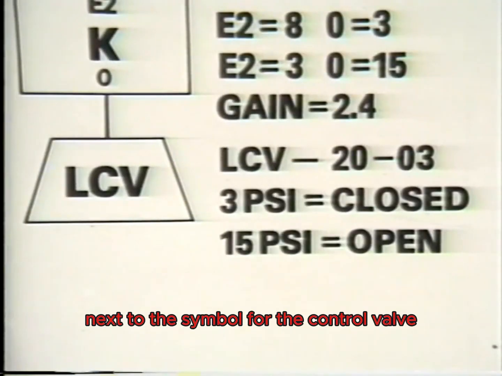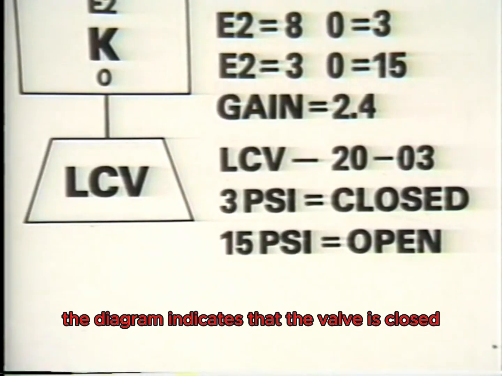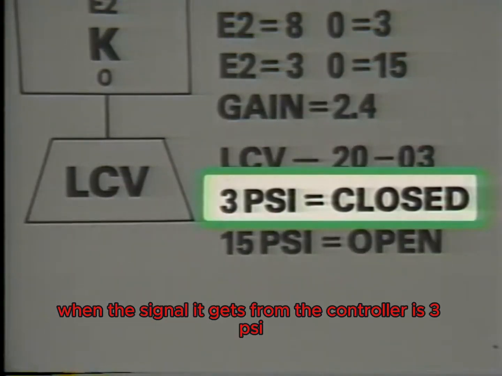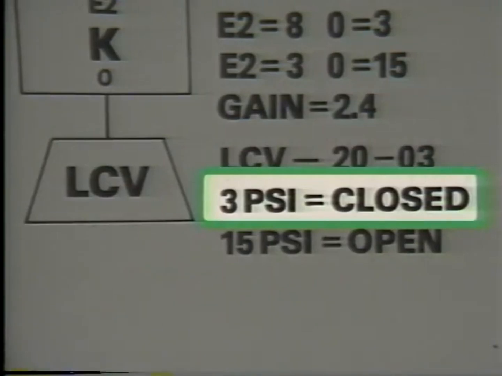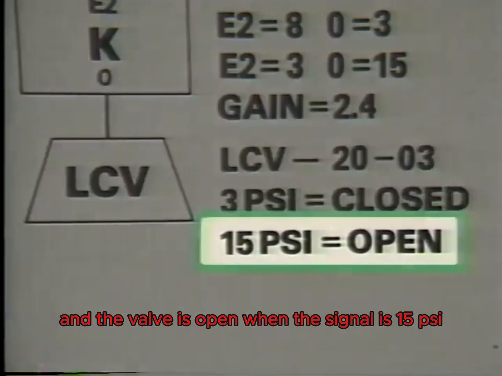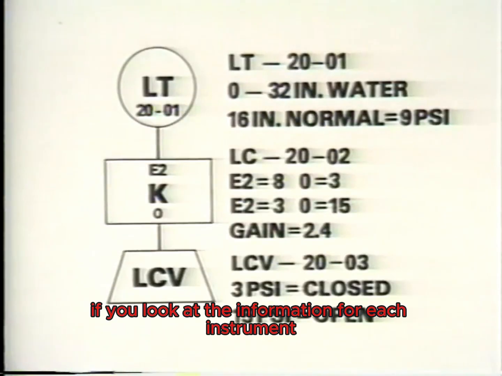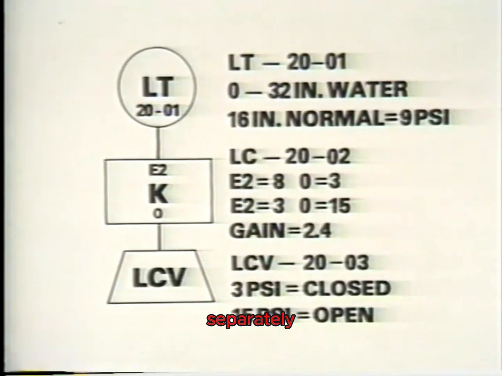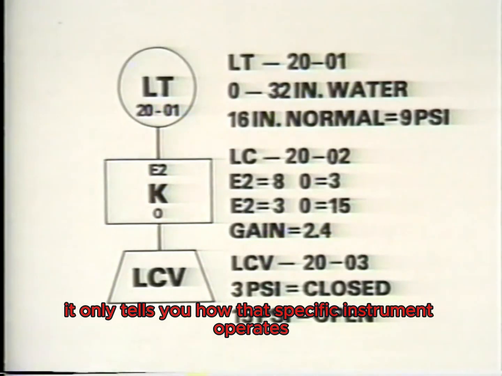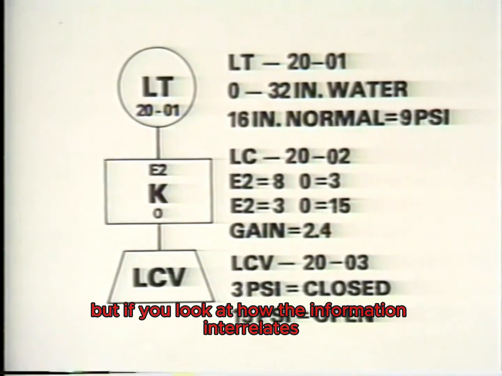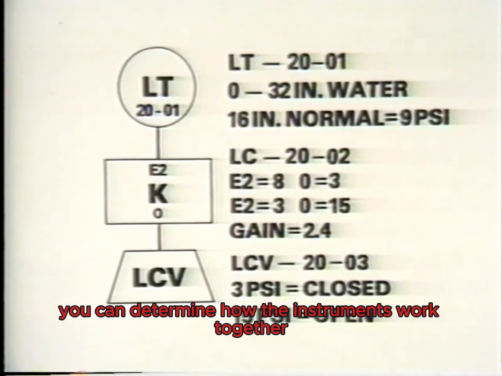Next to the symbol for the control valve, the diagram indicates that the valve is closed when the signal it gets from the controller is 3 psi, and the valve is open when the signal is 15 psi. If you look at the information for each instrument separately, it only tells you how that specific instrument operates. But if you look at how the information interrelates, you can determine how the instruments work together as a system.